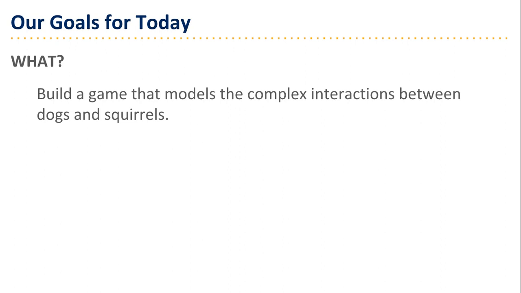So our overall goals for today in this series of videos, what are we going to be doing? We will be building a game that models the complex interactions between dogs and squirrels. That's what we want to do. Be able to capture all of the nuance in this amazing natural phenomenon. And how are we going to do it? Well, we're going to employ Python's Pygame module. So that's what we want to do.